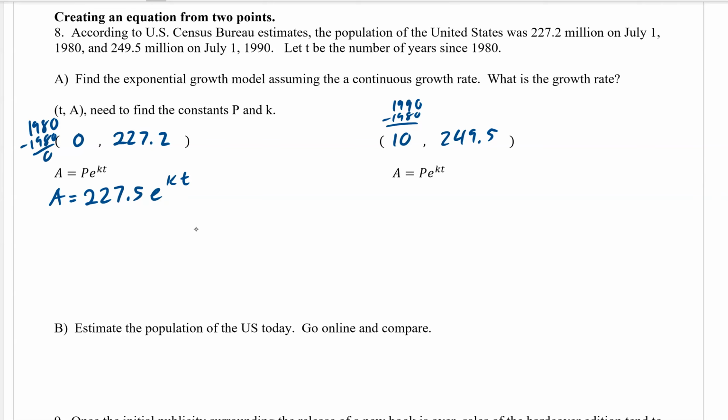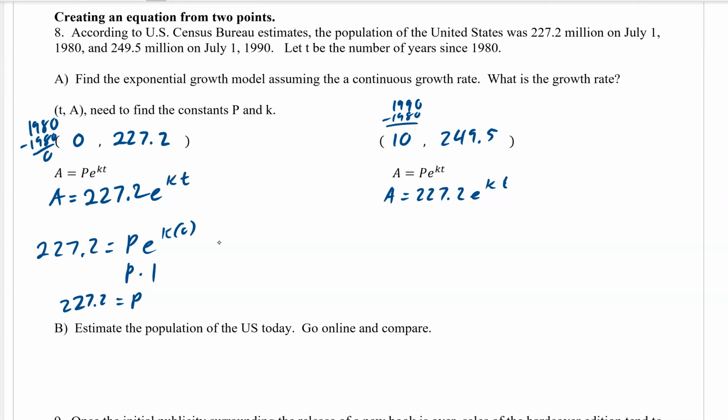Now, if you didn't notice that, you can always plug it in. You can see that k times 0 would be 0. This would become 1, and so we'd get p times 1. So p equals 227.2. Done. It's already there. So now if we transfer that over here, we know our amount, and we can write it: A equals 227.2 e to the kt.